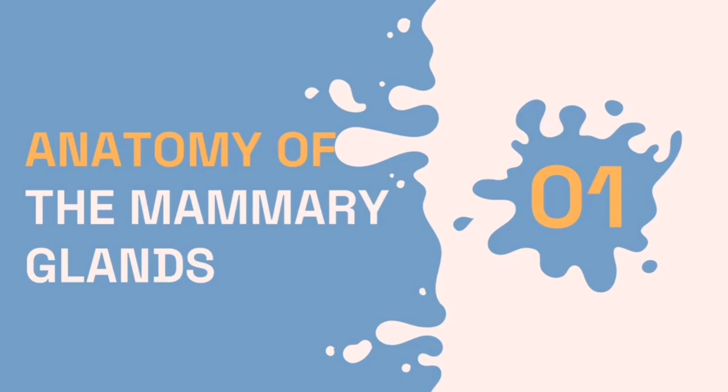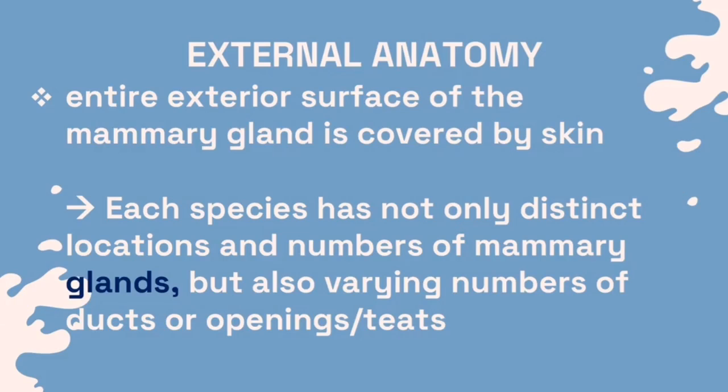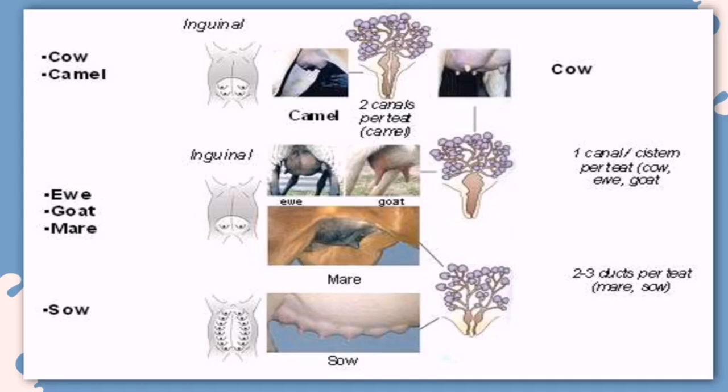The anatomy is divided into 2 parts, the external and internal anatomy. The external part of the mammary gland is covered by skin, and each species has variations in mammary gland locations, numbers, and the openings per teat. This figure is an example.